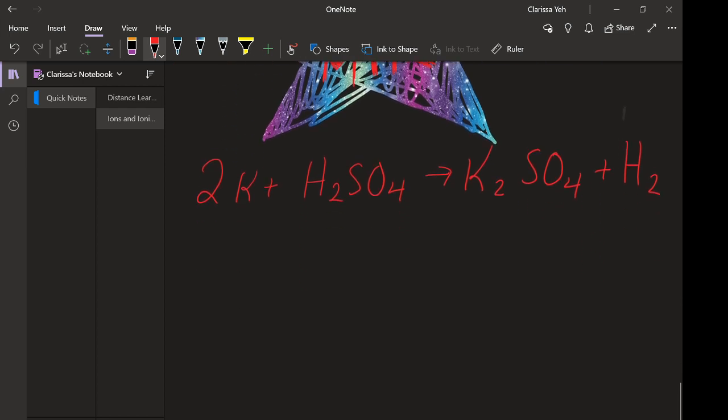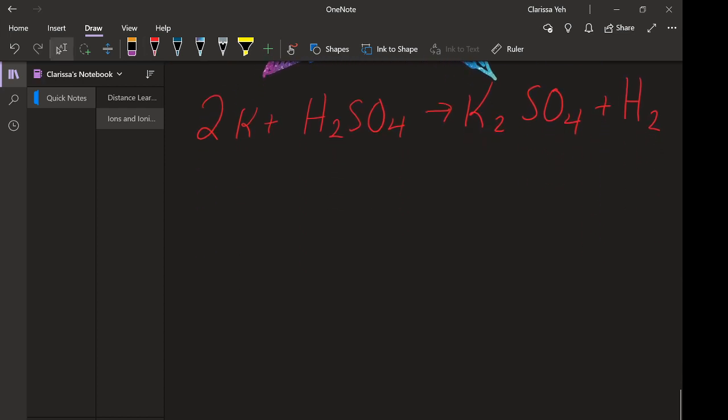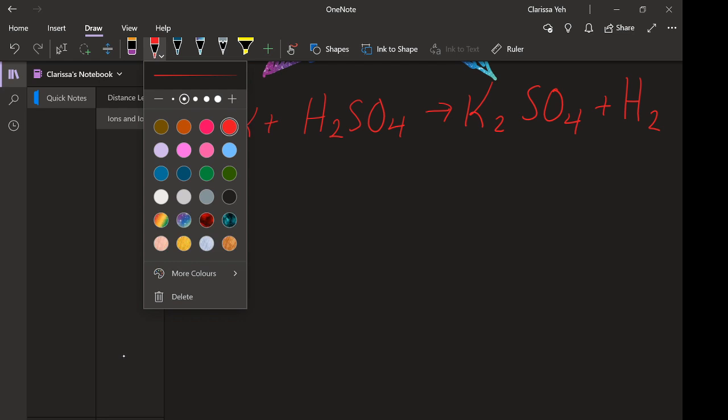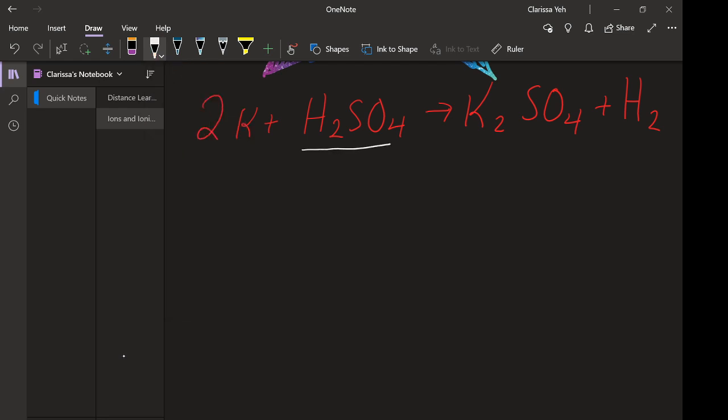Okay, now first things first, we split up our compounds. So I see a compound there, and I see a compound there. I'm going to split those up, leaving everything else the same. So we have 2K that's left the same. My compound is going to get split there and there. The reason why I know that is because I know my H makes a positive, my SO4 makes a negative. So I know that those two were the ones that combined to make an ionic compound.